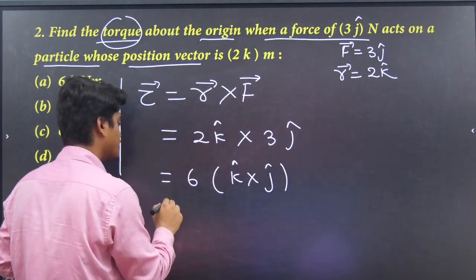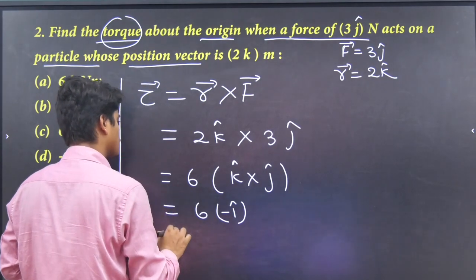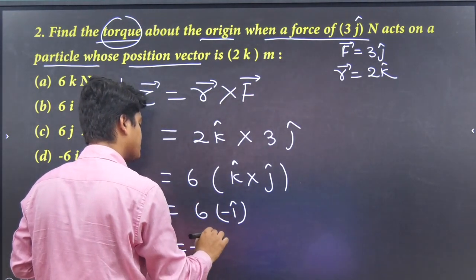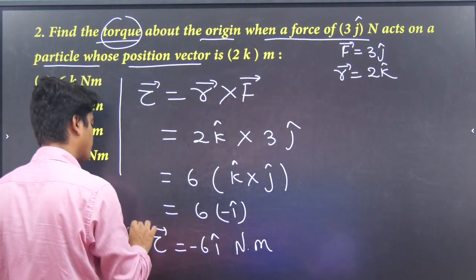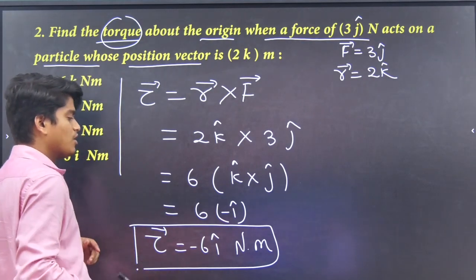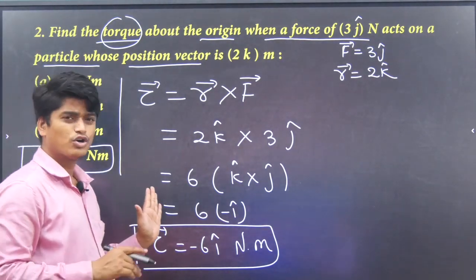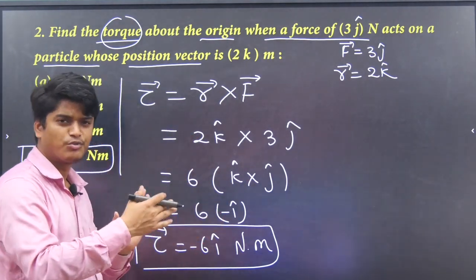Now what is k cross j? Remember, k cross j is nothing but minus i. So here this is in meter, this is in Newton, so the answer will be minus 6i Newton meter. And this is nothing but the torque vector, tau vector. Now you check the options, so the answer matches with D. Here no need to calculate the determinant and all, because one component is given, so it is easy to multiply.